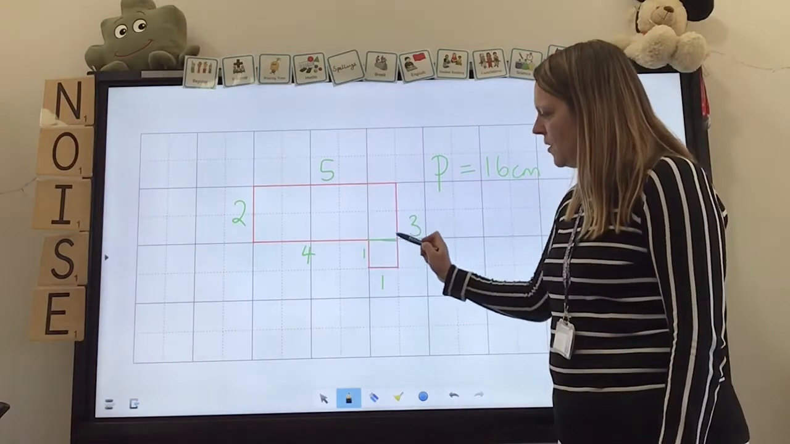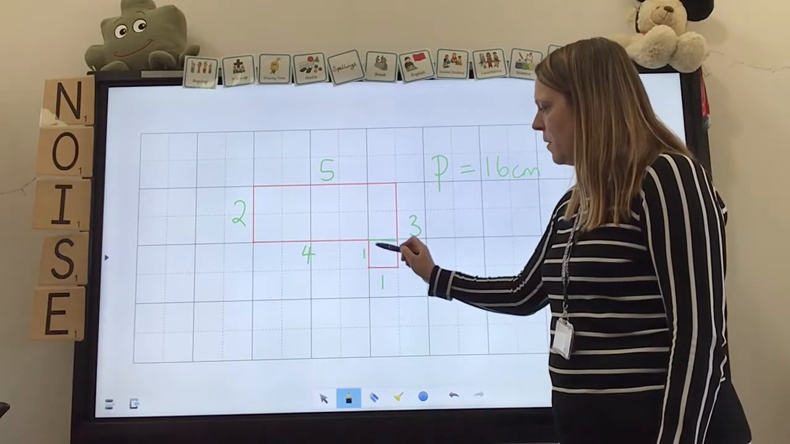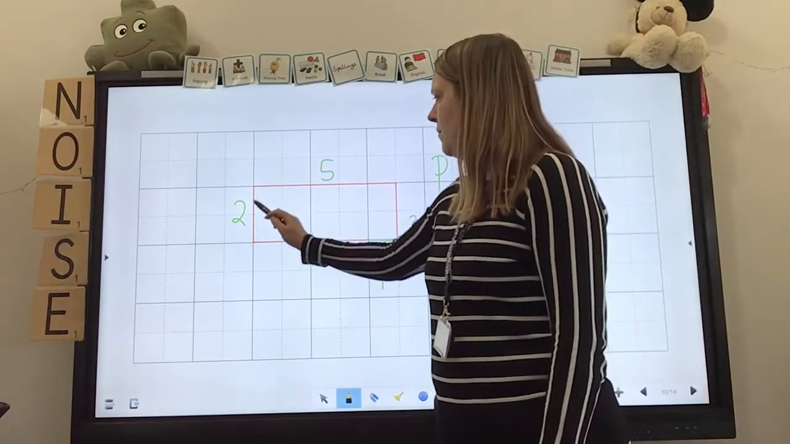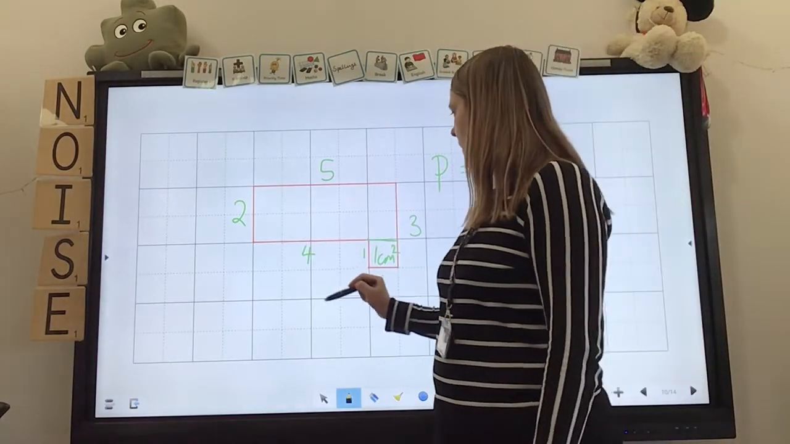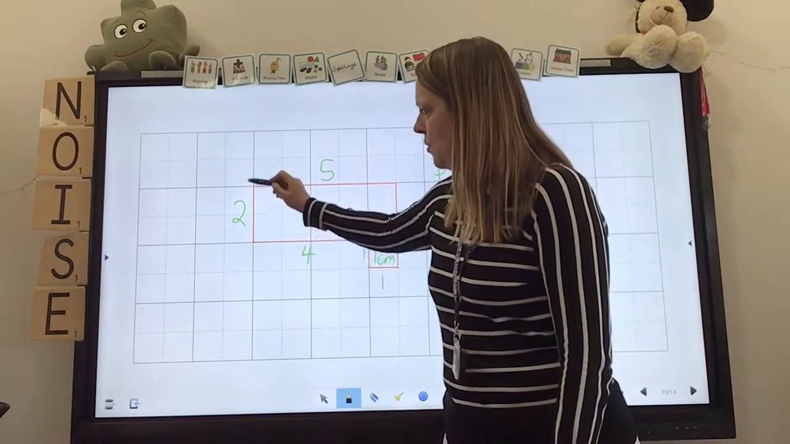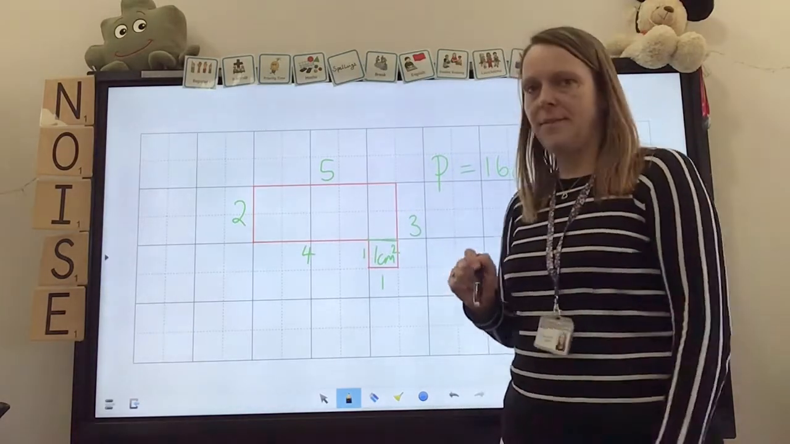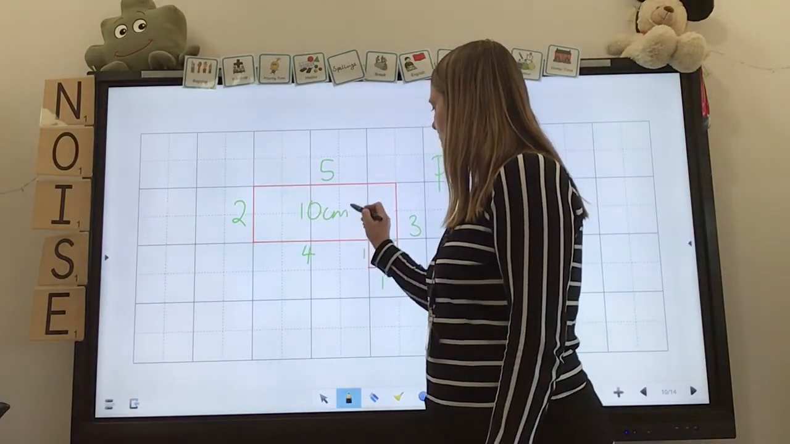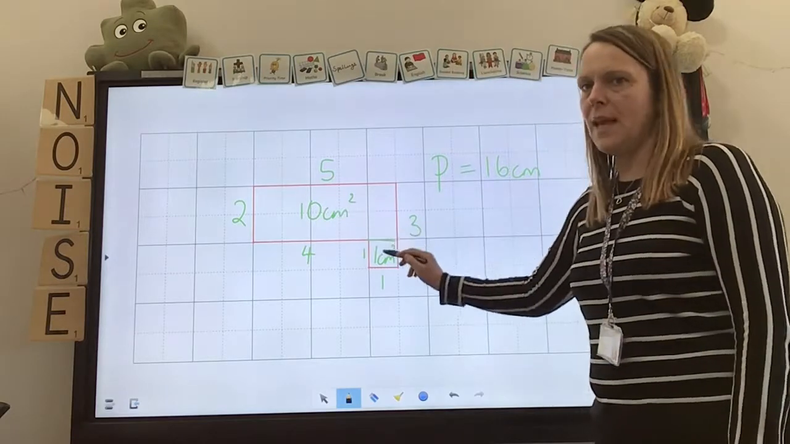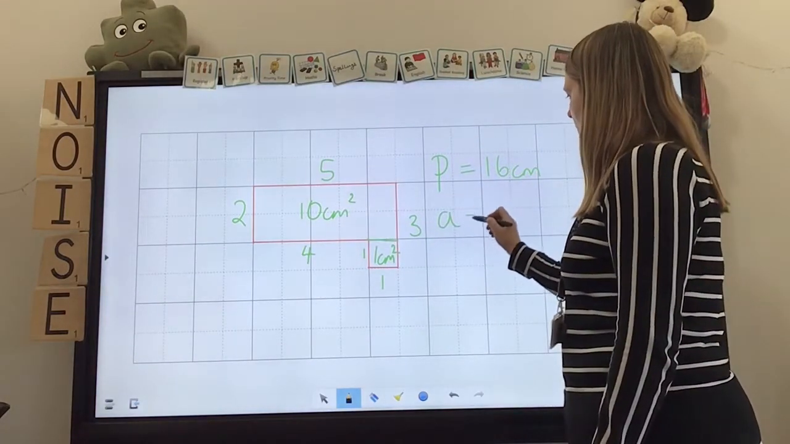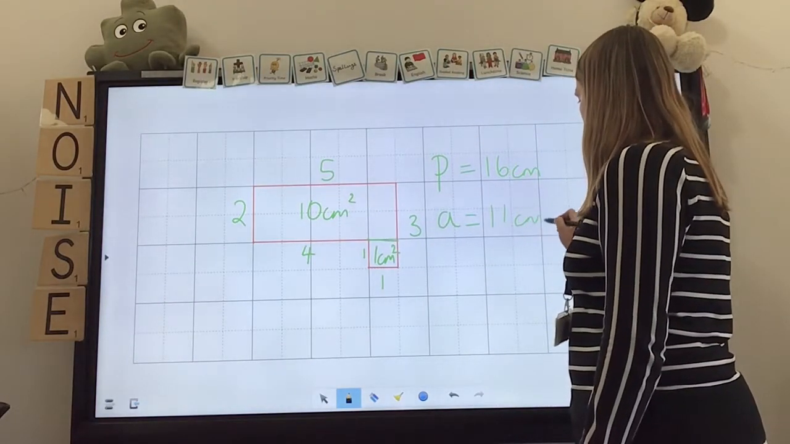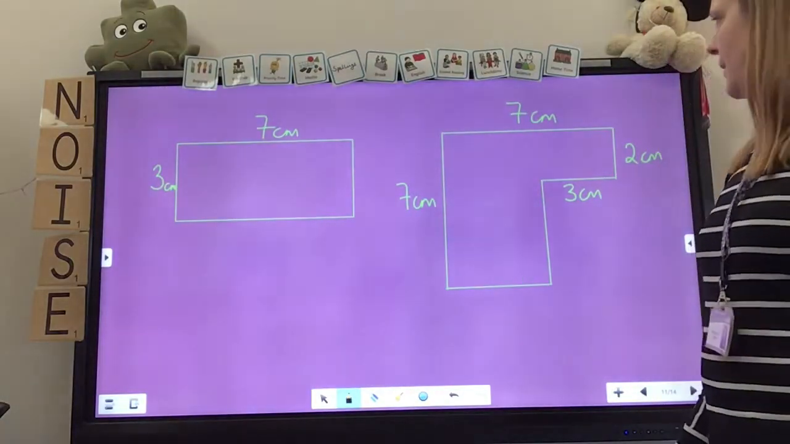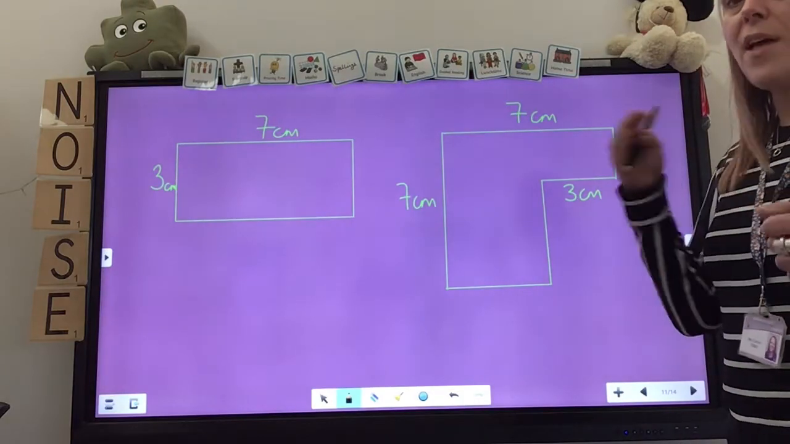So for this one, it's a square that's 1 by 1. So that's going to be 1 times 1 is 1 centimetre squared. And then this oblong or rectangle here is, don't get confused by the 3, 2 centimetres by 5 centimetres. So 2 times 5 is 10, so that's 10 centimetres squared. Then I need to add the 2 together, which gives me 11 centimetres squared.